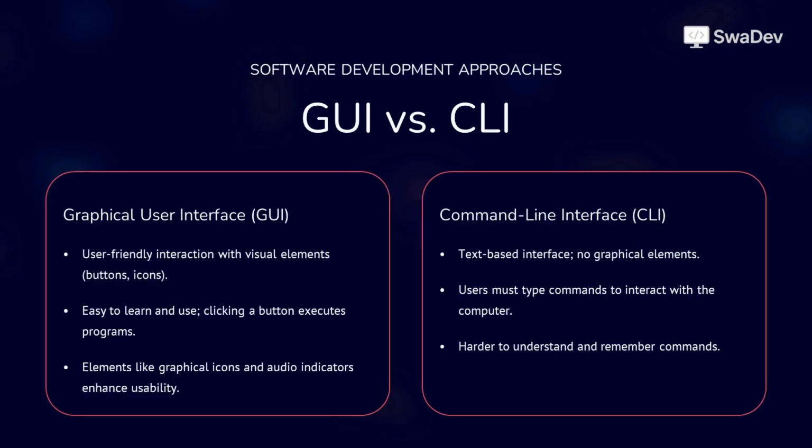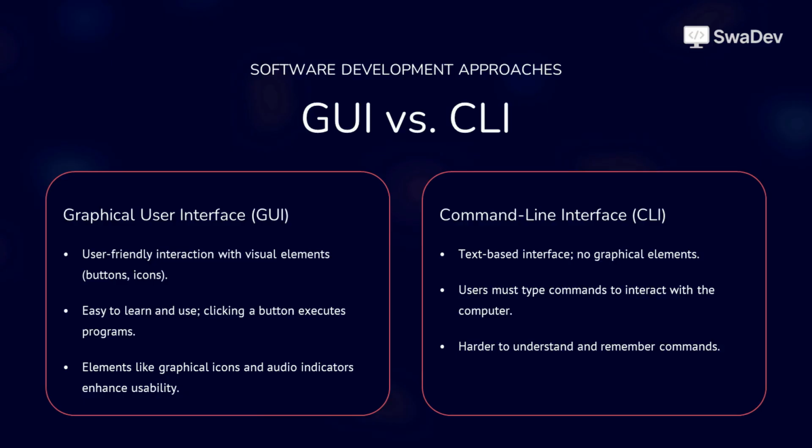When we interact with computers, we can learn about software development approaches. There are two types: the first one is the graphical user interface and the second one is the command line interface. There are some differences between them. The graphical user interface is a user-friendly interaction with visual elements, for example buttons, icons, and so on. But the command line interface is a text-based interface, with no graphical elements.